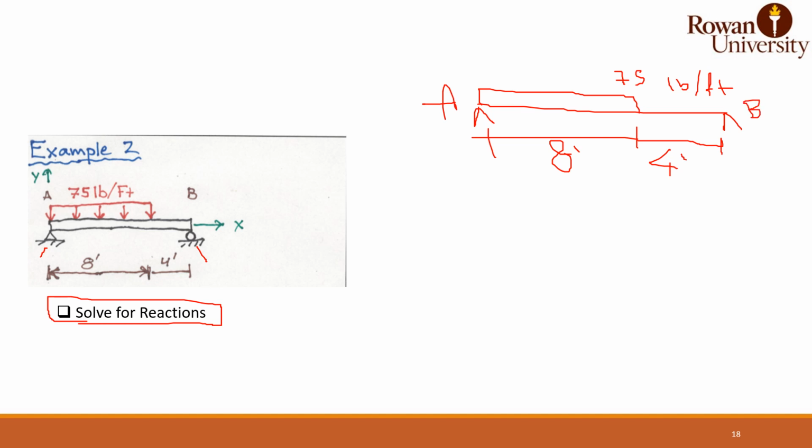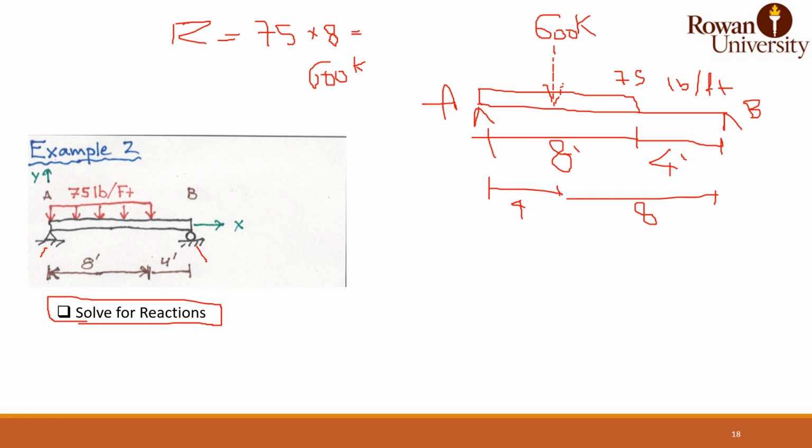In this case, you can have the resultant of the load, which will be 75 times 8, which gives you 600 pounds. This can be used to get only the reactions. So this is your resultant at the middle because it's a uniform load. Luckily, this is very similar to what we did in example 1, when we have 4 here and 8 there, and going back to that slide, RA was 400 pounds and RB was 200 pounds.